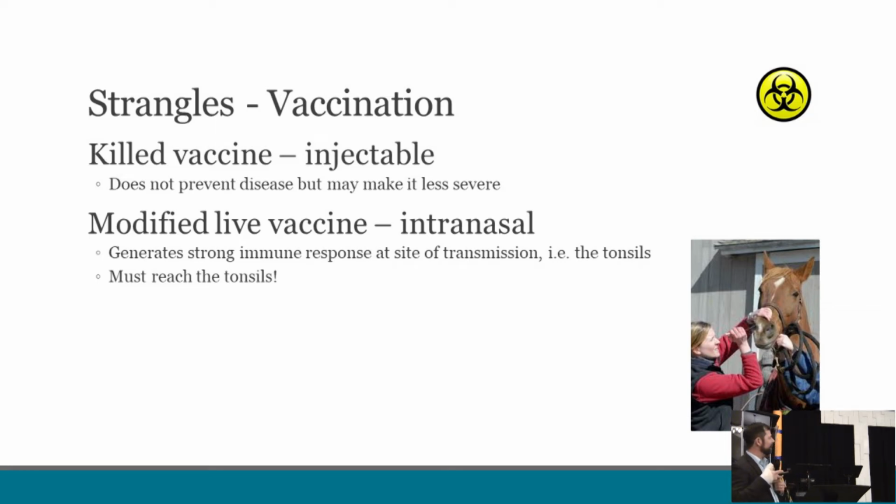So it does generate a very strong immune response at the site of transmission. That is the tonsils, and for it to be effective, it actually has to reach the tonsils. That is the reason why we have that little tiny tickly straw that we have to get as far up your horse's nose as possible and then blast them with that vaccine. And they have absolutely no idea why we would do such a thing.